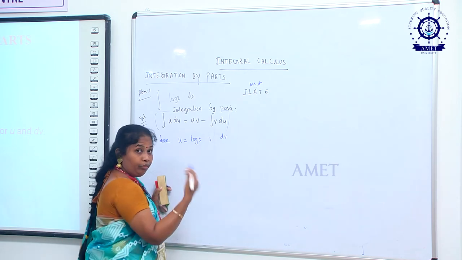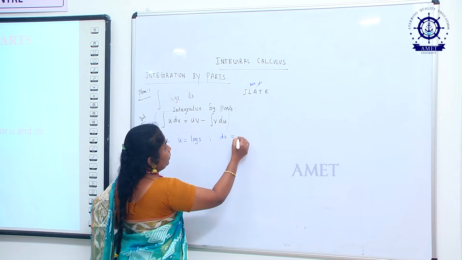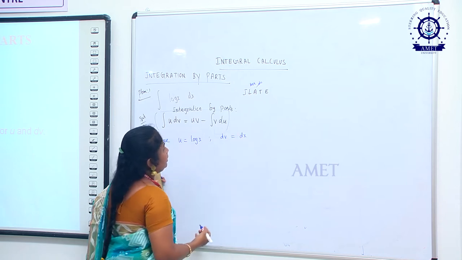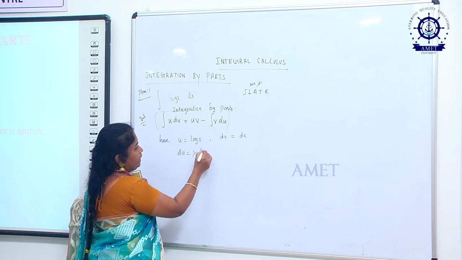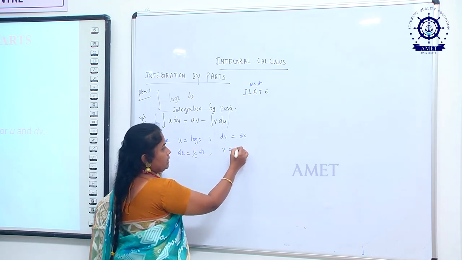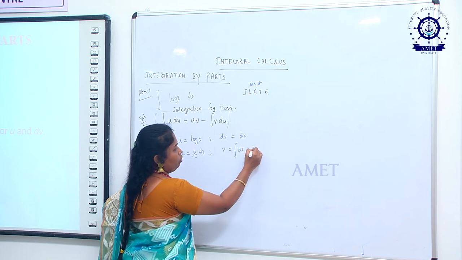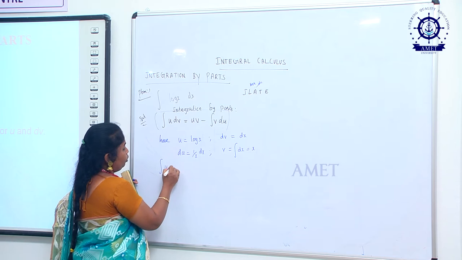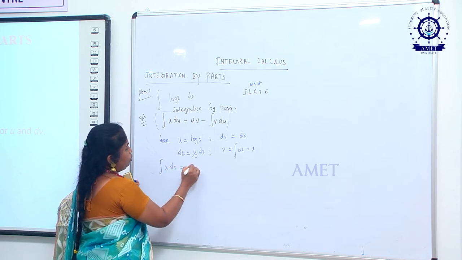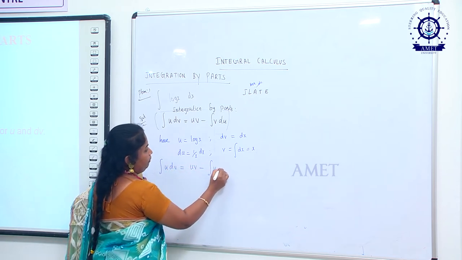dv is the second function. dv equal to dx. We want du, so 1 by x dx. We want v, which is the integral of dx, equal to x. Apply the formula: integral of u dv equal to uv minus integral v du.